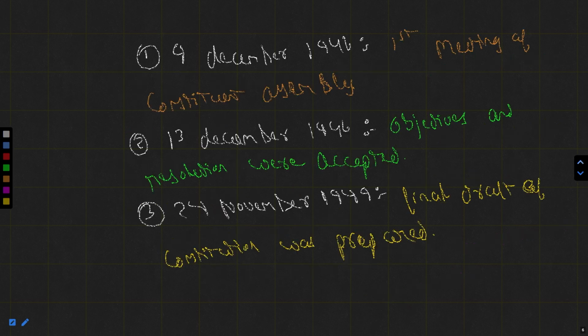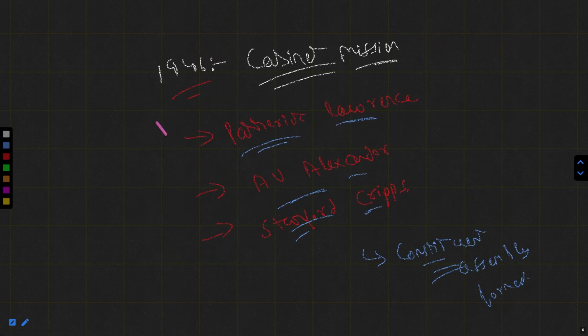Got it? So this is the timeline which I have shared with you, or you can say these are the important details which we should keep in our mind. Okay, so let's start with the beginning. In 1946 the Cabinet Mission came to India. The three cabinet members were Patrick Lawrence, A.V. Alexander, Stafford Cripps. Constituent Assembly was formed.